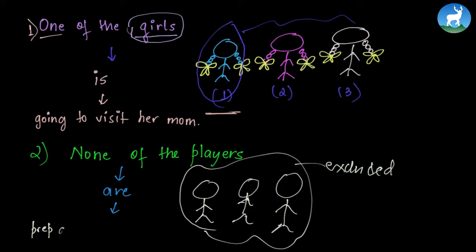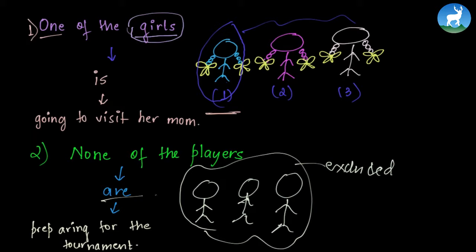None of the players are preparing for the tournament. Now, none of the players means all 3 of the players are not playing. That is why we use the plural form here. If it was two of the players, we would use are again. Two of the players are preparing for the tournament.